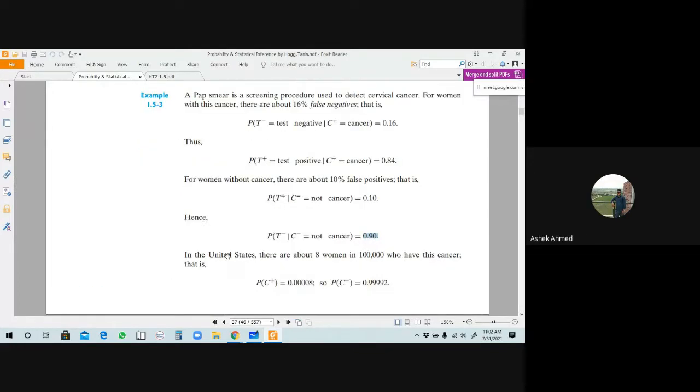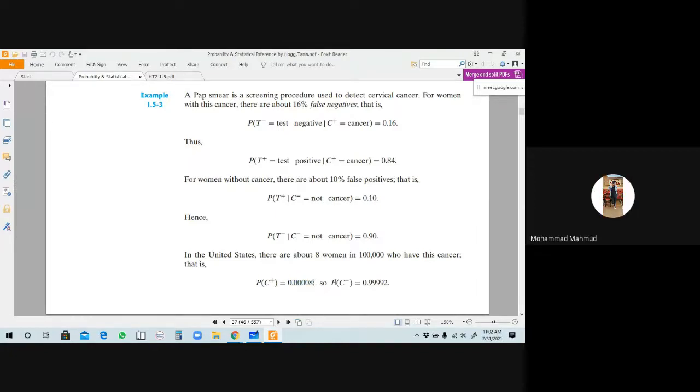As given, in the United States there are about 8 women in 1 lakh who have this cancer. What do you mean by this? From here we can say that the probability of cancer in women in the United States is 8 by 1 lakh, is it right? 8 by 1 lakh.